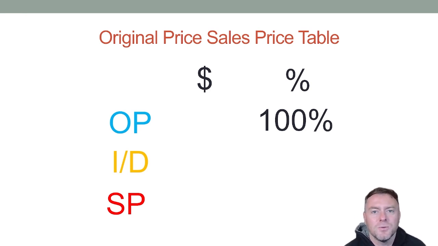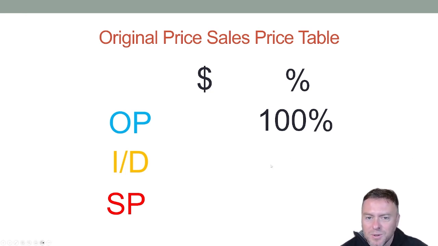So what I do is I'd have the original price, the sales price, and then the increase and decrease in between them. Now, the original price as a percent is always 100%. That never changes. But then the increase and decrease can be either a positive or a negative amount. And then the sales price is either going to be 100% plus that or 100% minus that as a percent.